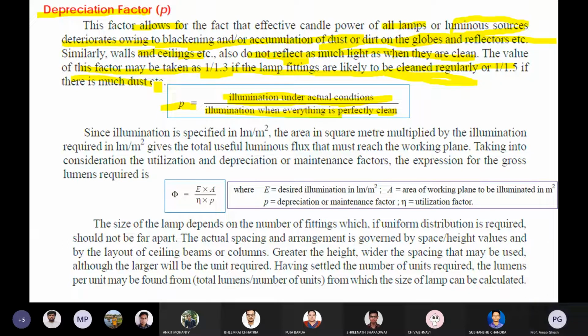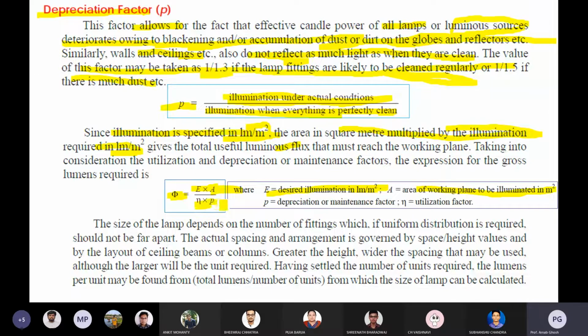Okay, next, the illumination here is specifically lumen per meter square. The area in square meters is multiplied with the illumination required in lumen per meter square. For which purpose, meaning how much area is required, you need to know. So you know the flux. Flux comes from E cross A. E is your desired illumination, in lumen per meter square. A is the area of the working plane to be illuminated, in meter square.